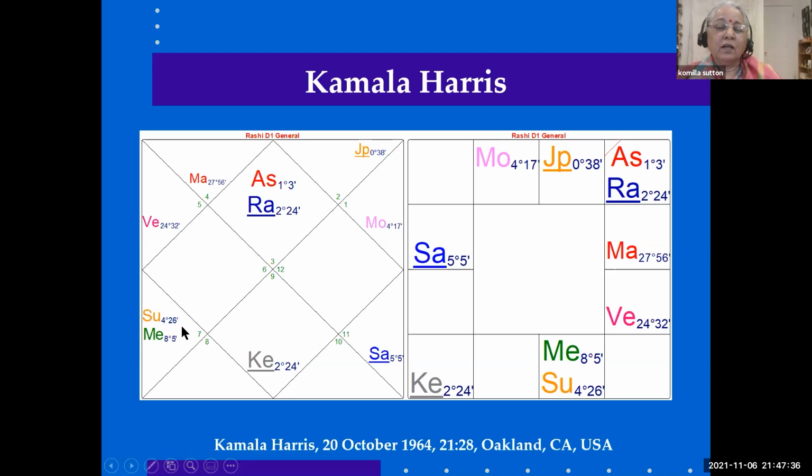And she stood for president, and then she finally became vice president. And also another factor that you see is that her Mercury is in Swati Nakshatra, which is ruled by Rahu. So again, it goes back to the Lagna. So that Mercury is also about herself.